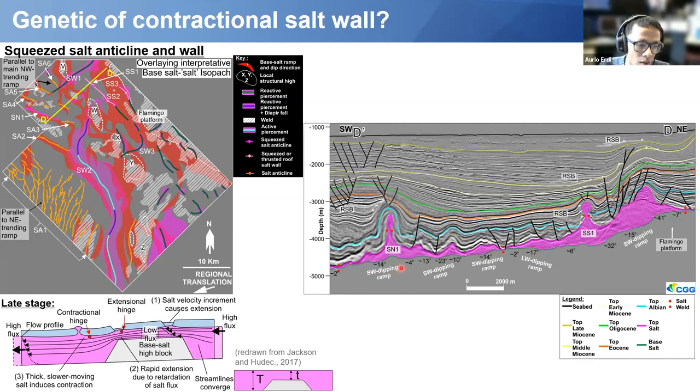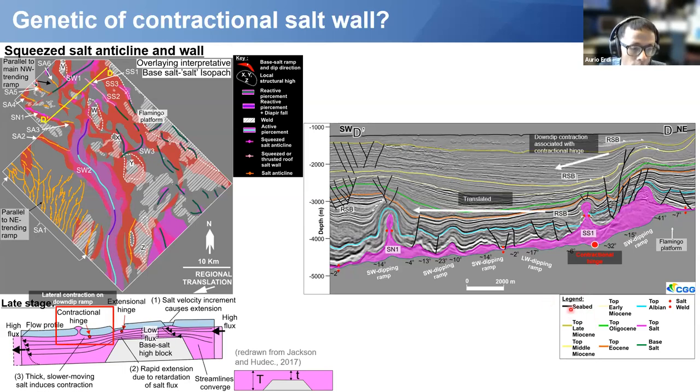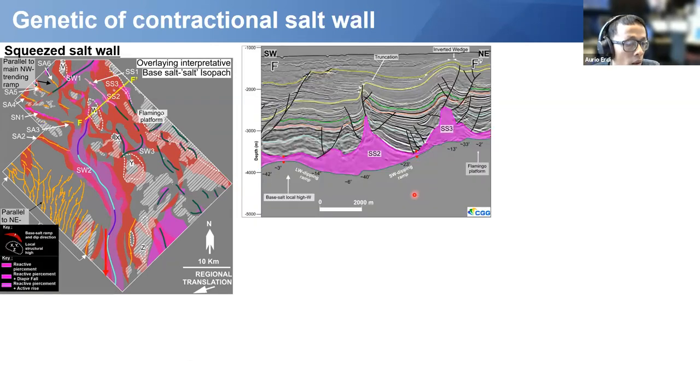How about the squeezed salt wall and anticline? Ramp-syncline basins imply that their current position is not where they were formed. We deduce that these salt structures were formed due to contraction as a result of the salt structure translating across a contractional hinge at the ramp down dip, inducing squeezing of either an initial salt wall or salt-cored anticline. And how about the squeezed salt wall that is associated with double salt-detached thrust?